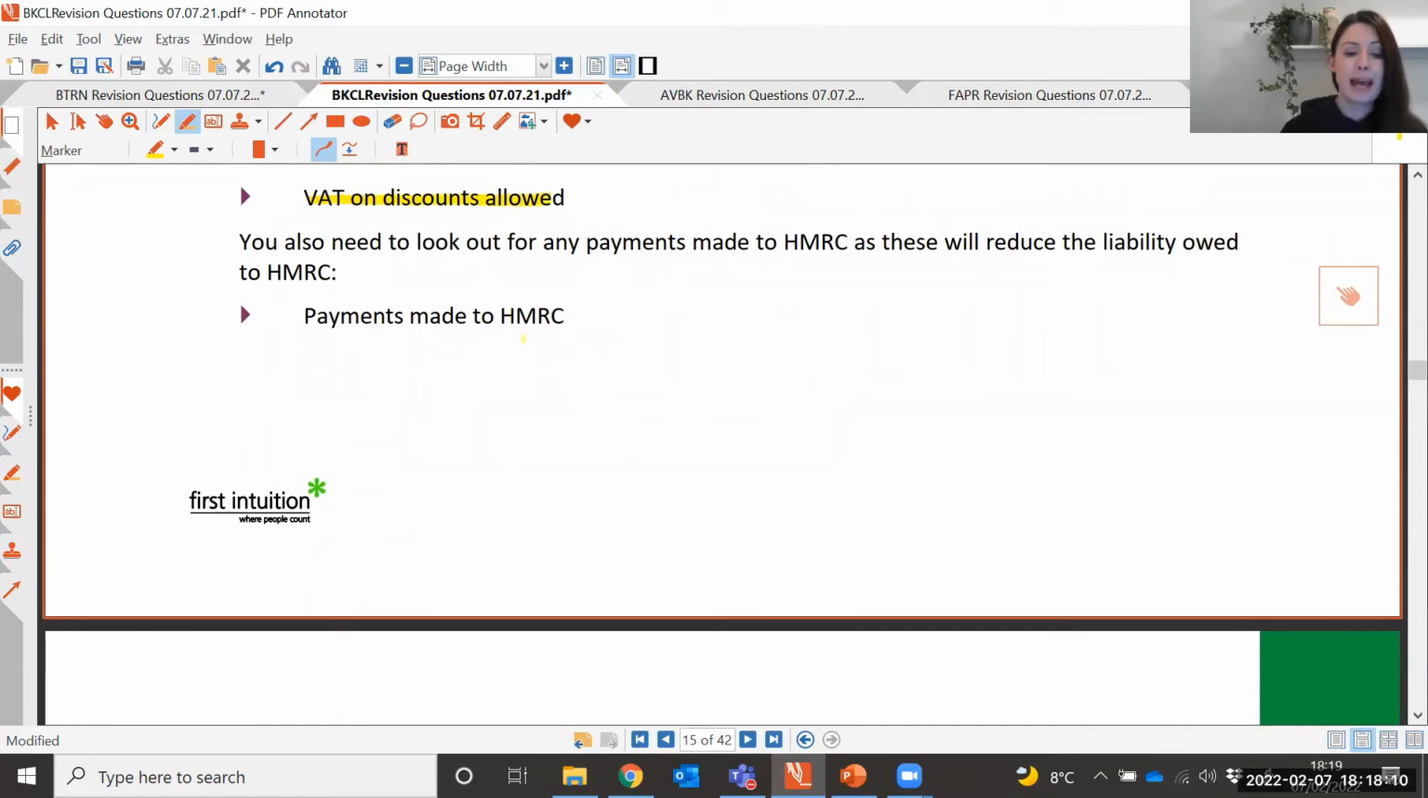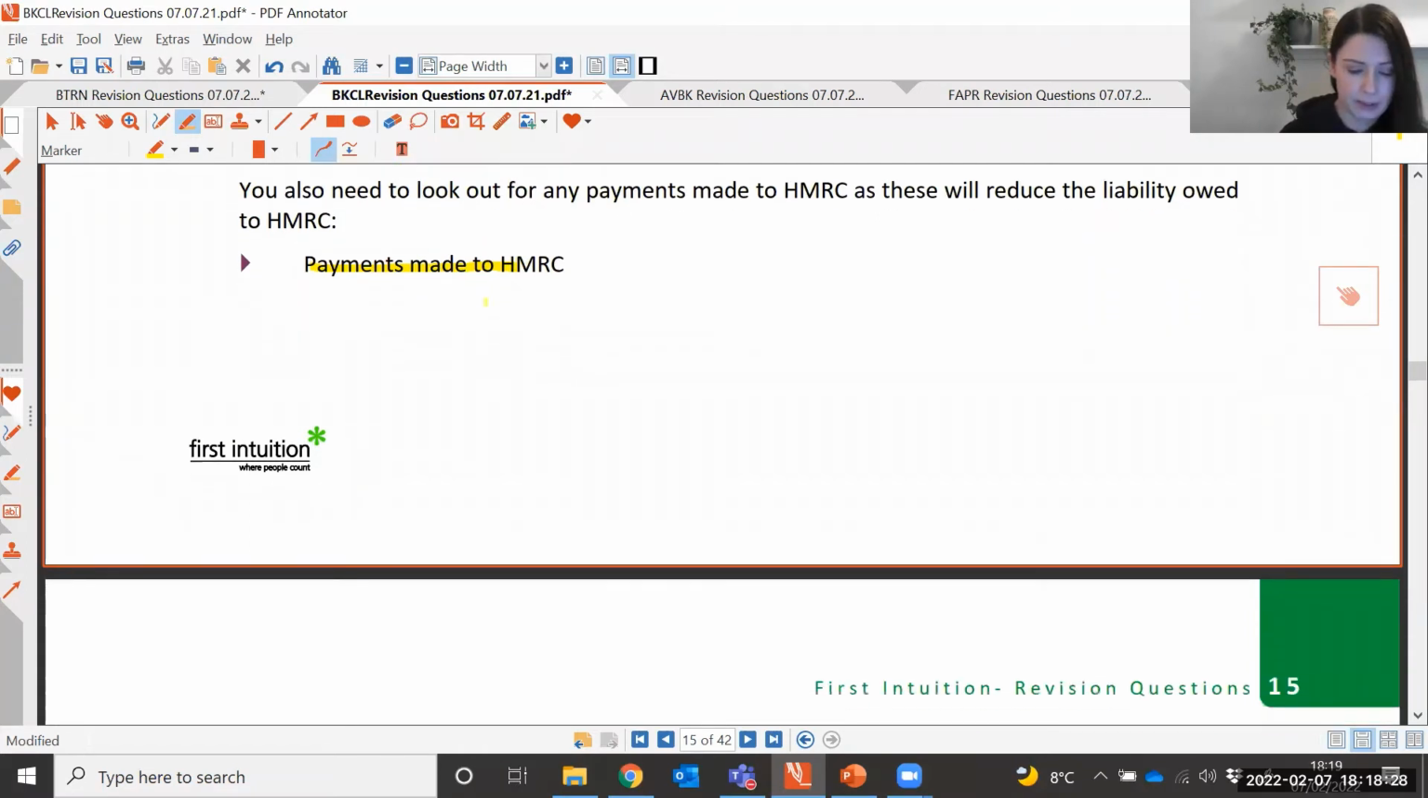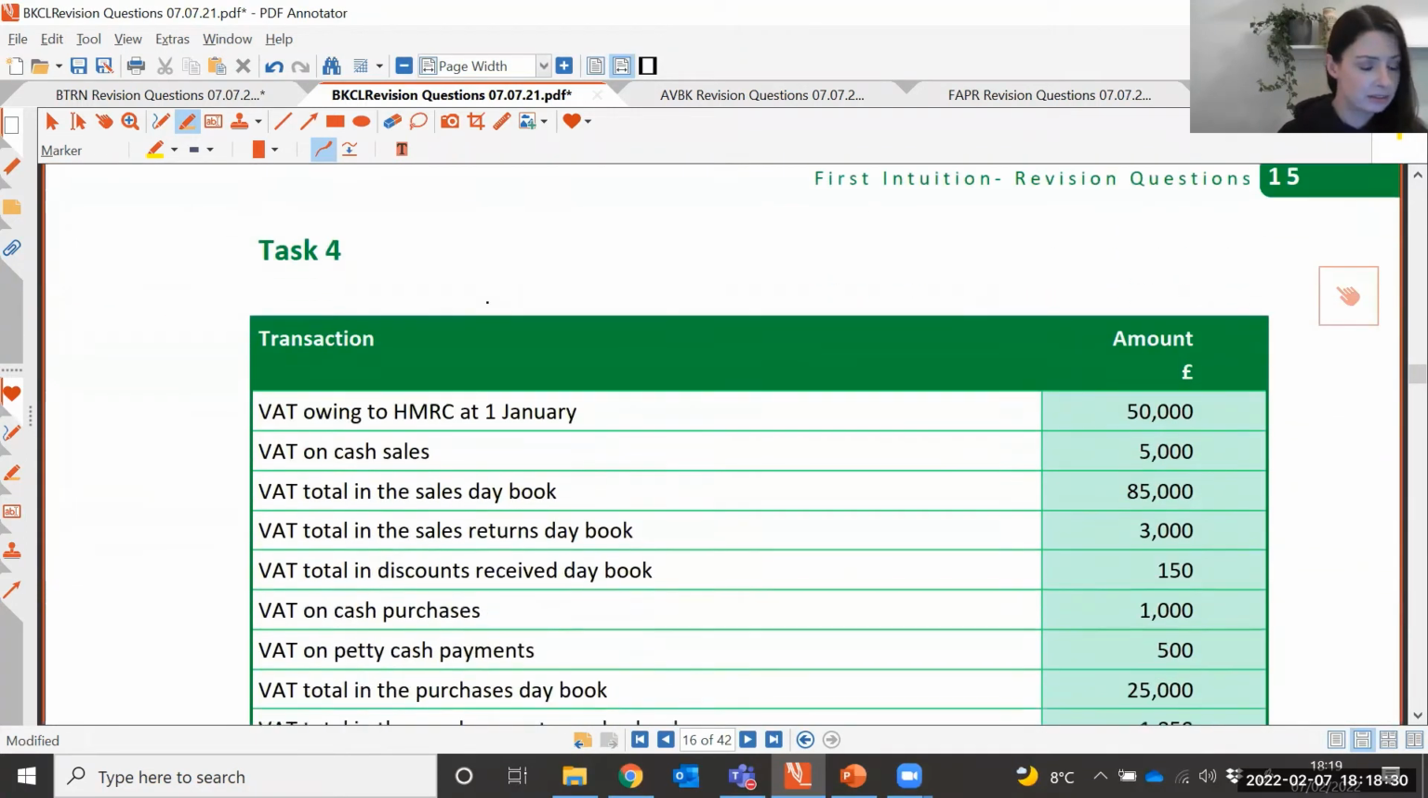Now, when we make payments to HMRC, remember these will come out of the bank account, so there'll be a credit to the bank and a debit within the VAT control account. Again, it would reduce the amount that we owe HMRC, so it'd be a debit. So let's have a little look at the task.